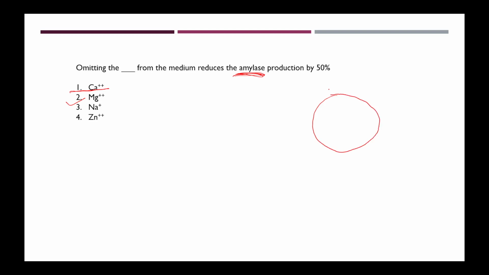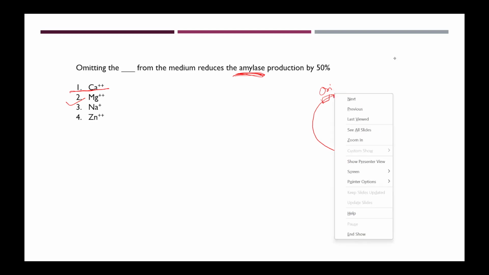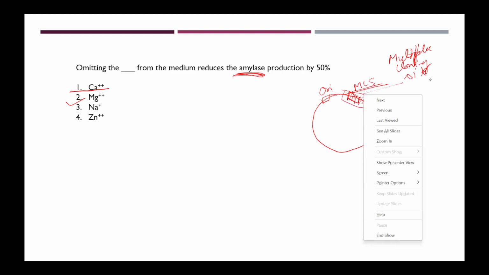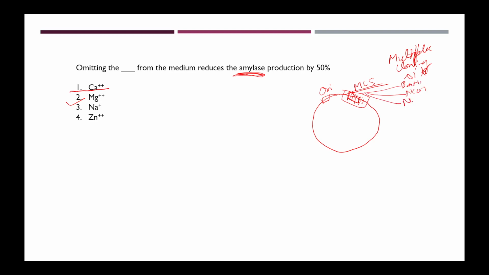If I ask you the properties of a plasmid, there is an origin of replication. It also contains a site called MCS, the multiple cloning site, where different restriction endonuclease sites are situated. In this MCS region there will be different restriction endonucleases, suppose BamHI, NcoI, NotI, SalI, many. Using any of these, you can insert your gene into this vector or plasmid.